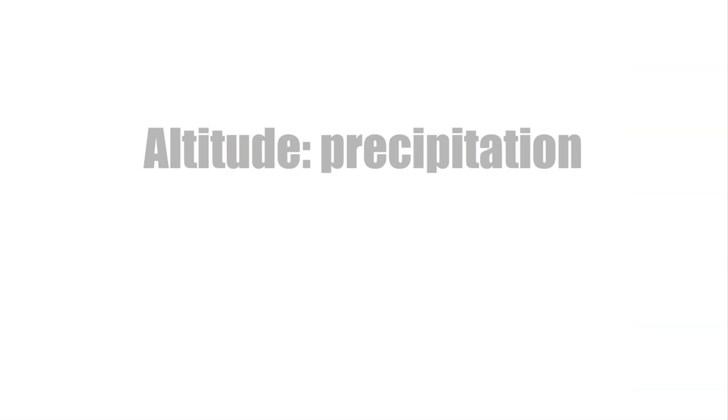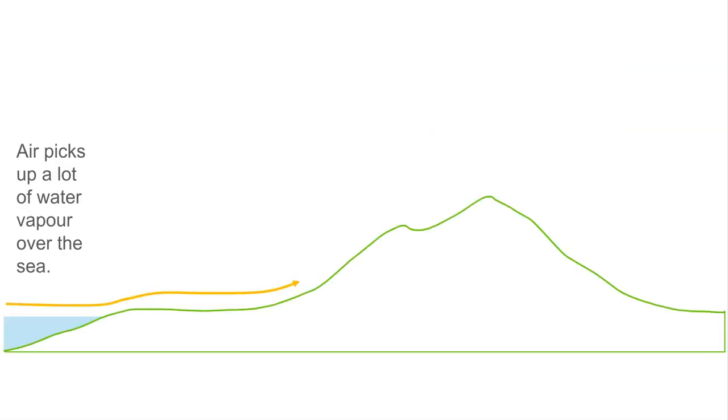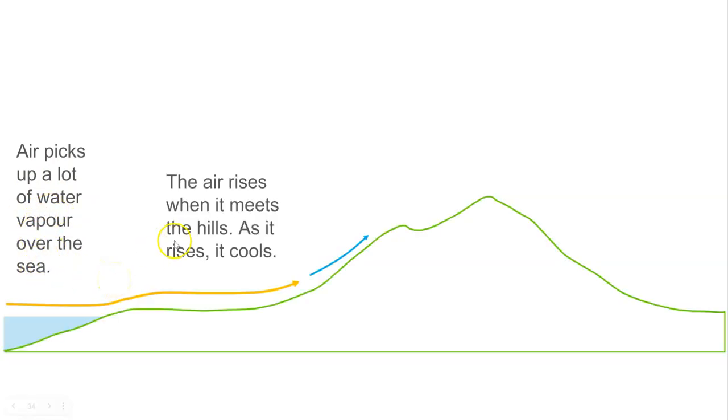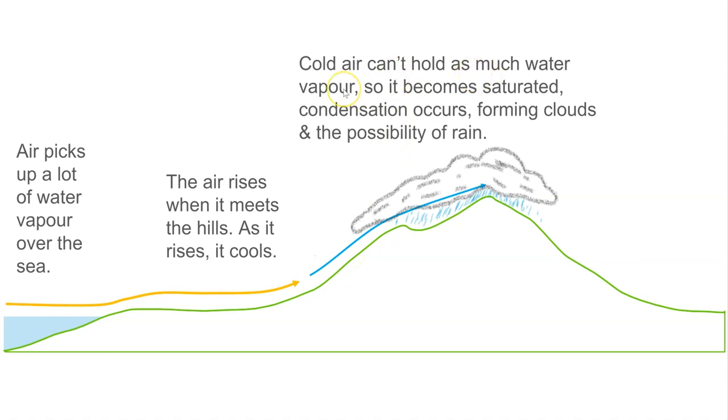Now, how does altitude affect precipitation? Okay, so let's imagine that we've got some air coming over here, a body of water, and I'm going to use the analogy here of a sponge. Imagine that I'm dragging the sponge through the water and it's absolutely full up with water. In this case though, it's the air that is picking up the water vapor, that's the gas, as it comes over the sea. Then it meets the land, and as it comes to the mountain, it meets the hills and it's forced to rise. As it rises, it cools. Cold air can't hold as much water vapor, so the air becomes saturated. Condensation occurs, forming clouds and the possibility of rain.